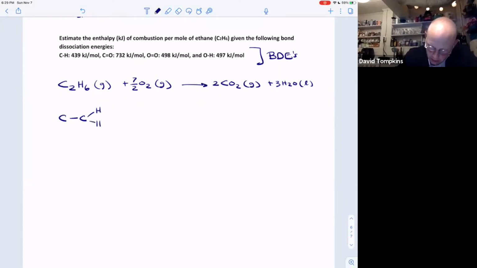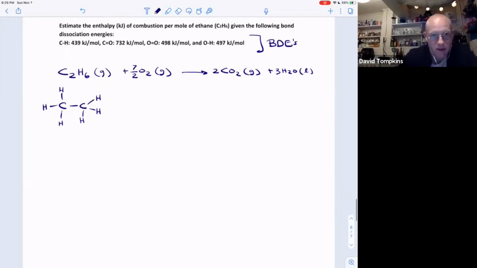So ethane has 2 carbons, the central atoms, and 3 hydrogens on the outside. Okay, so that's 6 CH bonds. And then oxygen really looks like this, but you could draw it with a double bond if you want. We're going to have to break 7/2 oxygen-oxygen bonds.